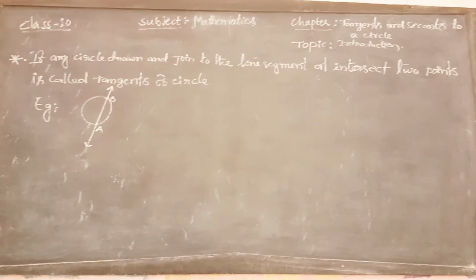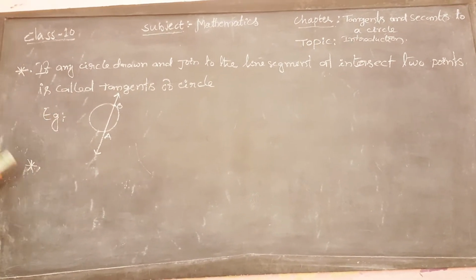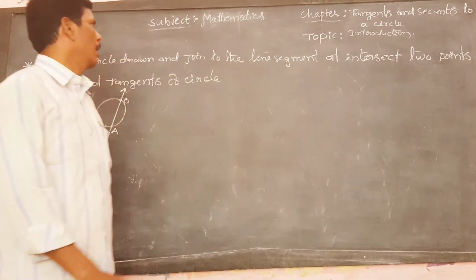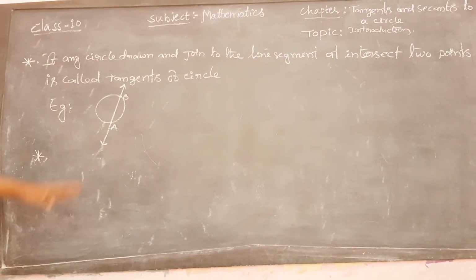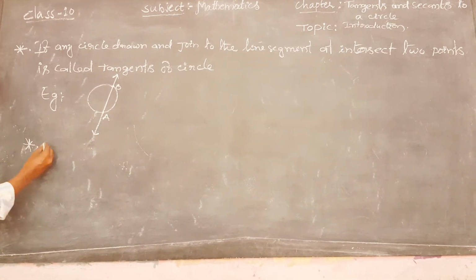You understand? Next, another definition: secant of a circle. Secant of a circle means if any circle is drawn and a line segment joins it at only 1 point, it is called a secant of the circle. Okay, understand?